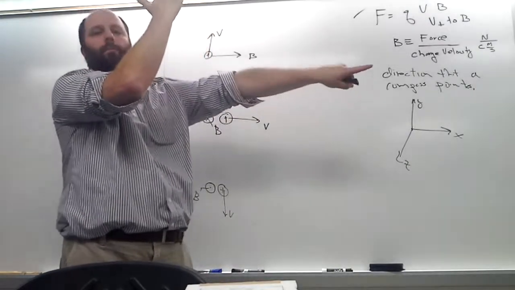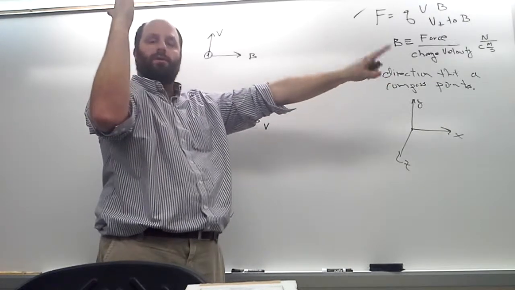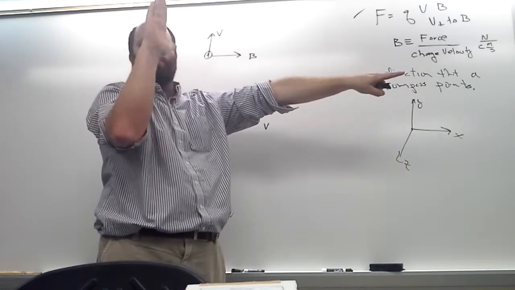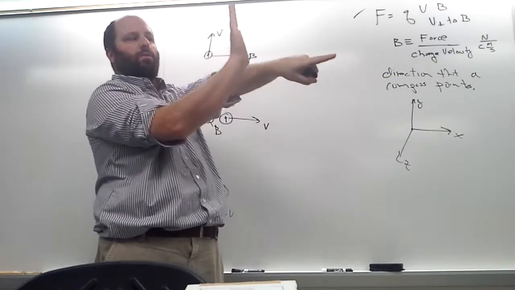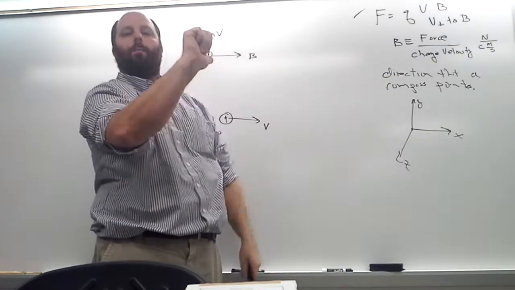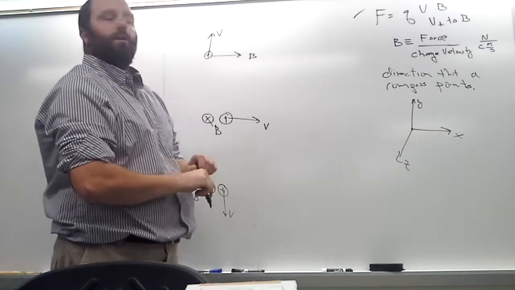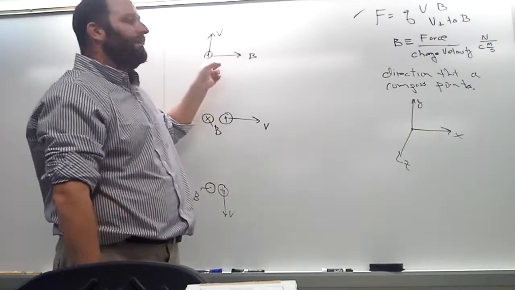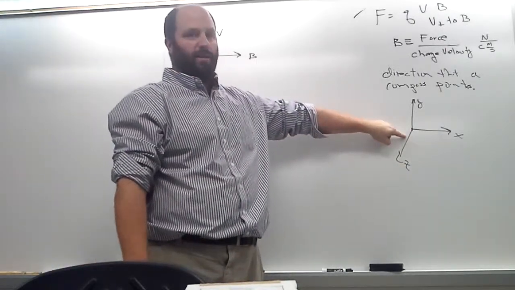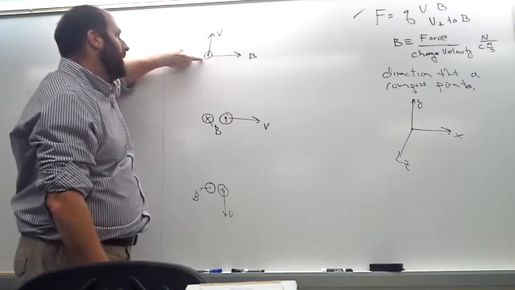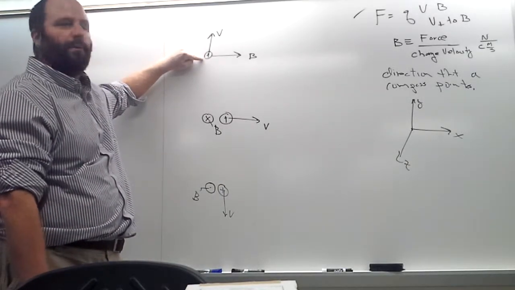Now the magnetic field points this way. In order for me to sweep towards the magnetic field, I have to rotate my hand like this. See how I'm now sweeping towards the magnetic field. My thumb tells me the direction of the magnetic force. So that magnetic force is into the board, or in a mathematical sense, we would say that's in the negative z direction.